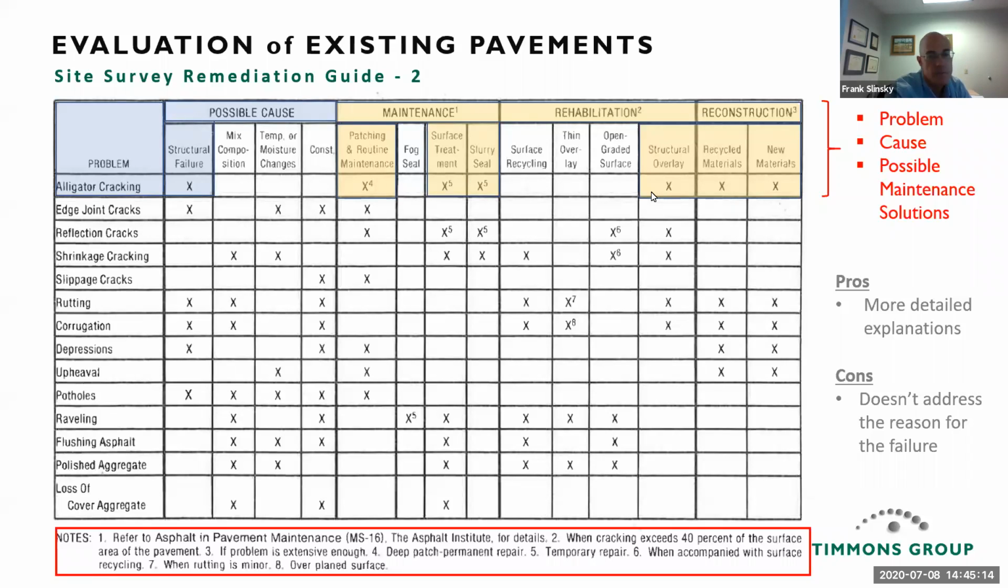If the extent of your deterioration is worse, then you're in the rehabilitation area, and that means a structural overlay. And then if it's really bad, then recycled materials, which is that full depth reclamation that I mentioned, and or just new materials, remove and replace. This has more description down the bottom, so it helps to guide you through which categories apply.